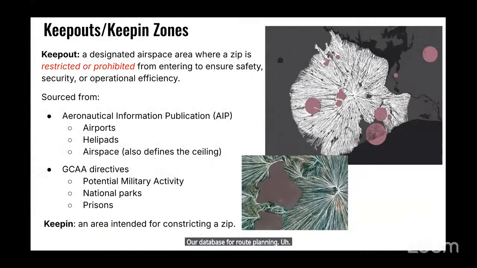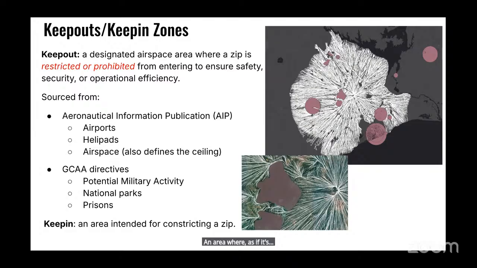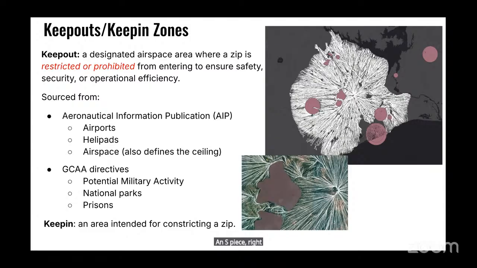We also need to know about the keep outs and the keepings. A keep out is basically an area where a zip is prohibited from flying into. The opposite, a keeping, is an area where a zip is confined to, so you're not allowed to fly out of it. A keep out zone can be an airport, a helipad, or an airspace, right? And then the keeping is something that internally we use to deconflict.